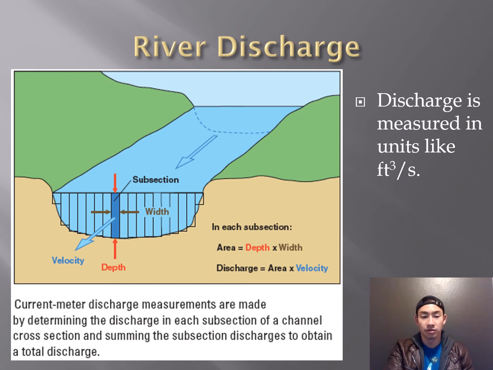A simple way of doing this is to divide your cross-section of the river into squares. Calculate the area of each individual square or rectangle, add those all up to get a total area, and then multiply that by the velocity of the river to get our discharge.